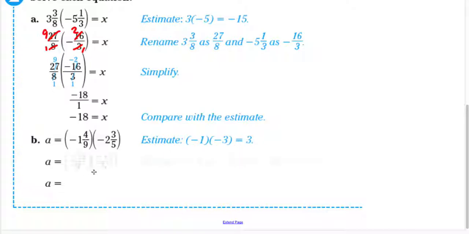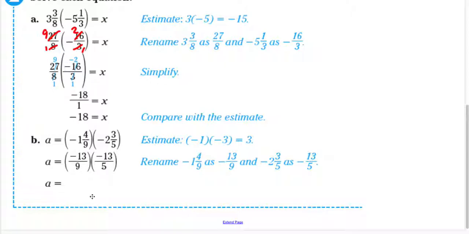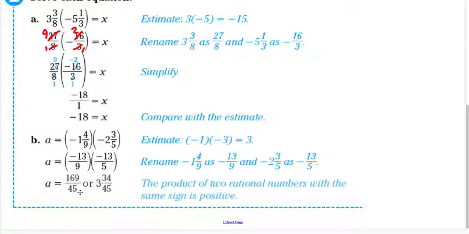So we have negative 13 over 9, which is the improper fraction of negative 1 and 4/9, and negative 13 over 5. If you notice, there are no GCFs between 9 and 13 and 5 and 13, so we simply multiply straight. Negative 13 times negative 13 will give you a positive 169. 9 times 5 will give you 45. So you end up with 3 and 34 over 45, which is the mixed number of 169 over 45.